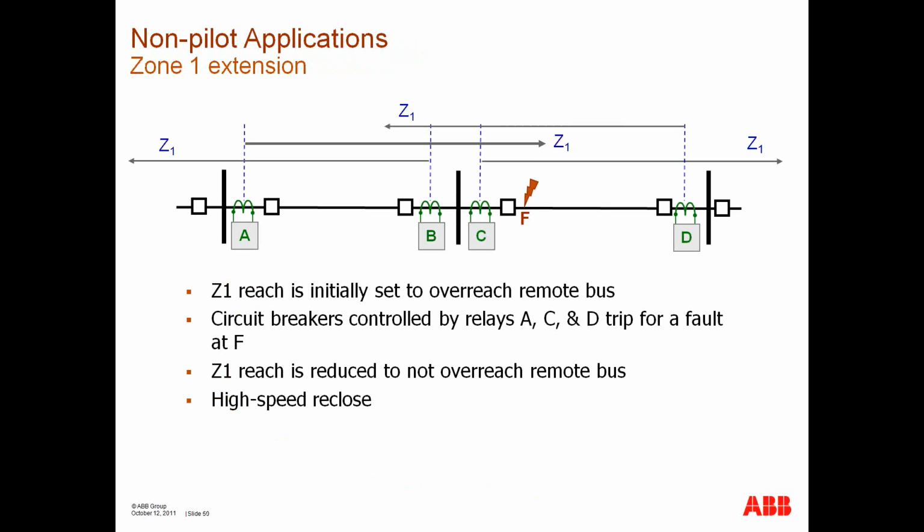Non-pilot applications, Zone 1 extension. This is an application where your Zone 1 is initially set to reach beyond the remote bus rather than its conventional 80 to 90% value. You have a fault over on this bus, all right? The relay here at A trips, the relay at C trips, and the relay at D trips. All right, they all high-speed reclose, but Z1 is then retracted back to the 85% value.